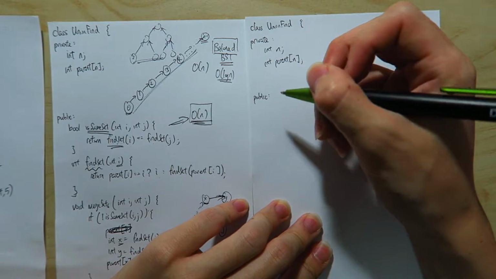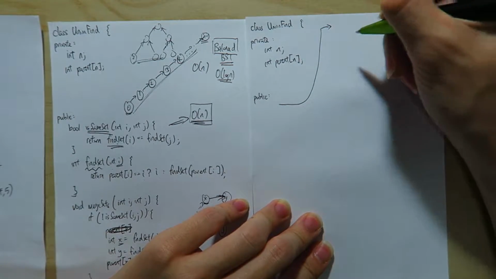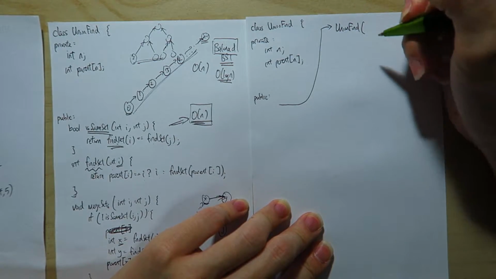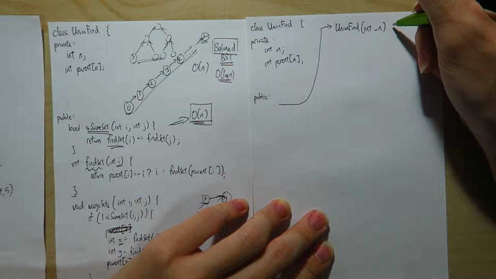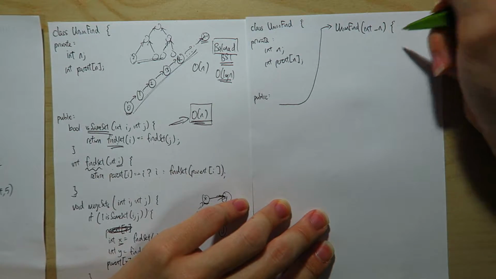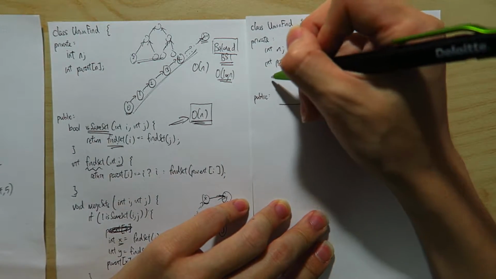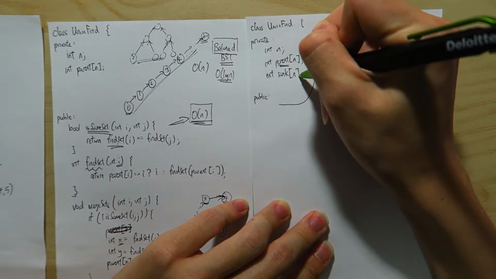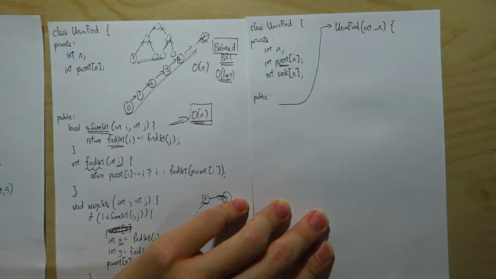Yeah, of course, there's a constructor. Since I don't really have space, I'll just do the constructor here. The constructor is going to take a parameter, which we call _n, which is basically the initial number of elements, right? So instead of just a parent array, now what we're going to have is a rank array.